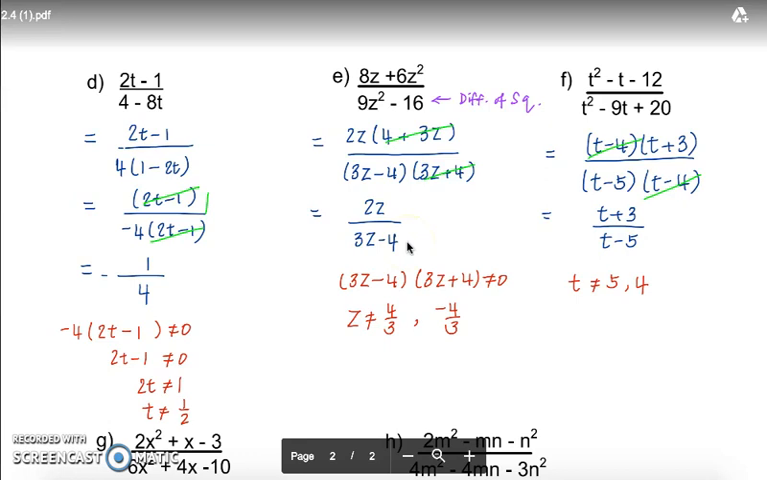And to find the restriction, set the original factored form of your denominator to 0. Well, this will give us positive and negative 4 over 3 as our restrictions.